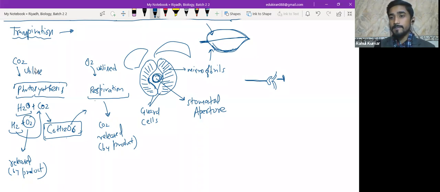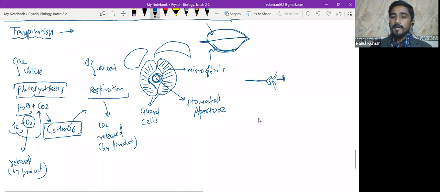But respiration keeps on happening throughout the day. Whether it's daytime or nighttime, plants need energy to survive. Their cells need energy to repair, grow, multiply, divide, wear and tear, everything. Is it clear, everyone?